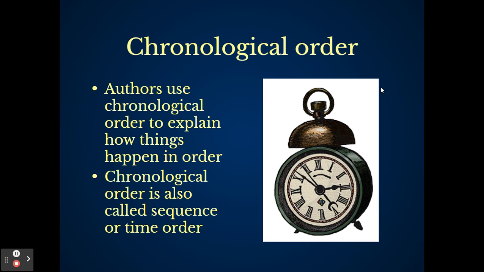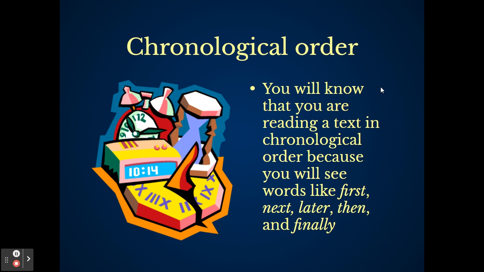So first we're going to talk about chronological order. These are things that explain how things happen in order. They could also be called sequence or time order. You know that you're reading something that's in chronological order because you'll look for these keywords right here. First, next, later, then, and finally.